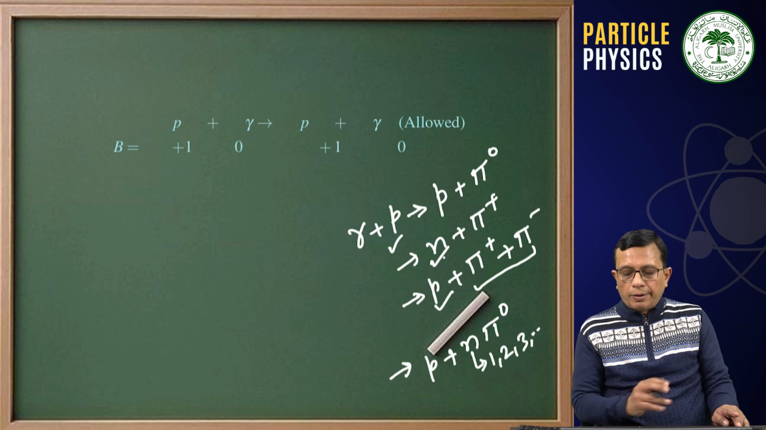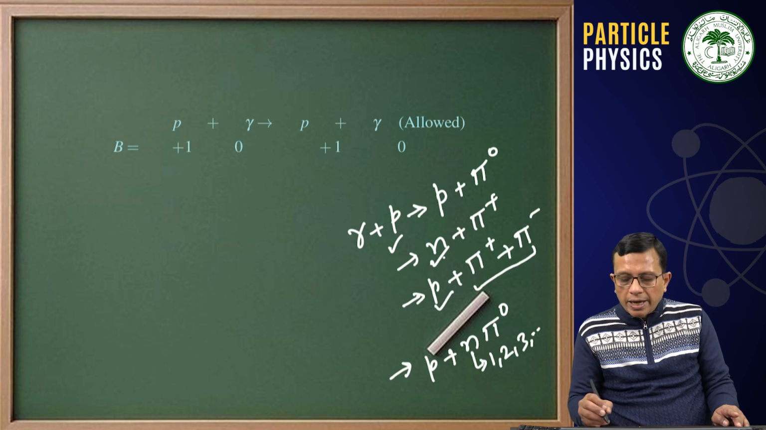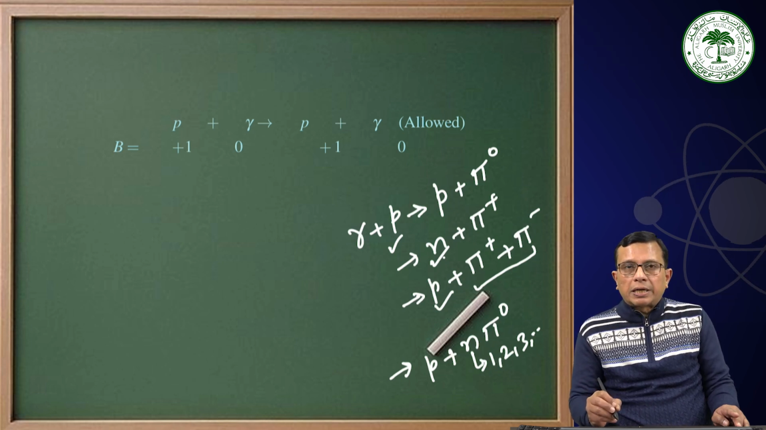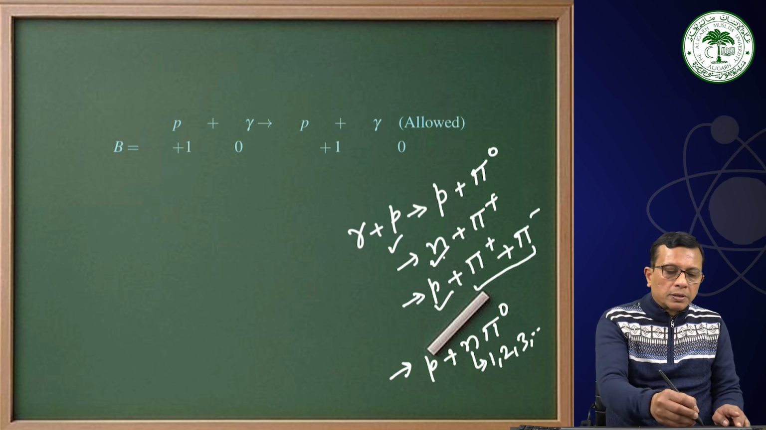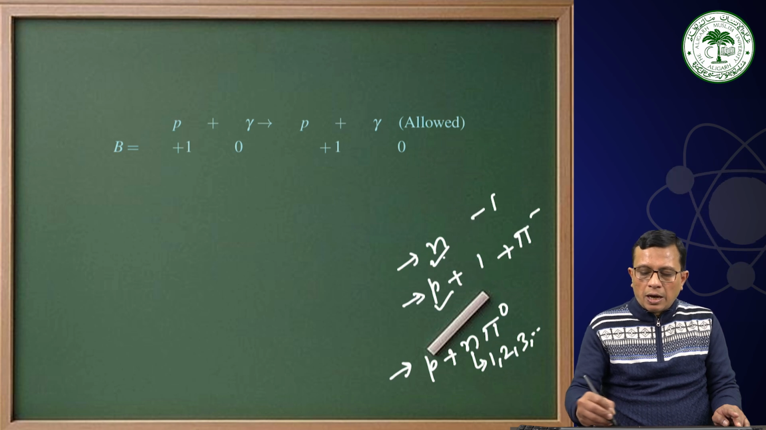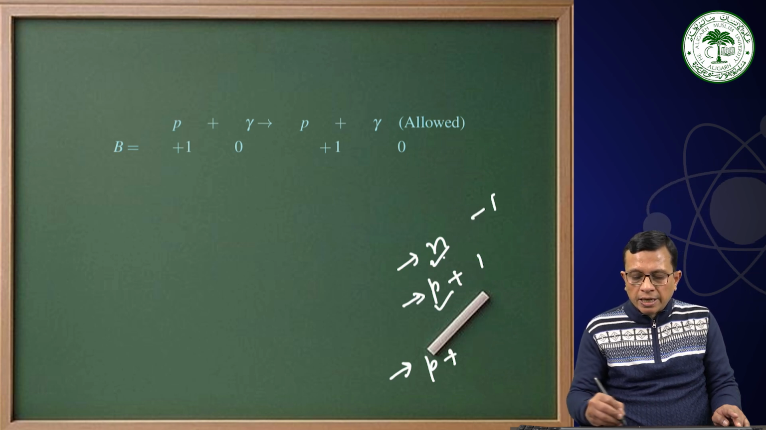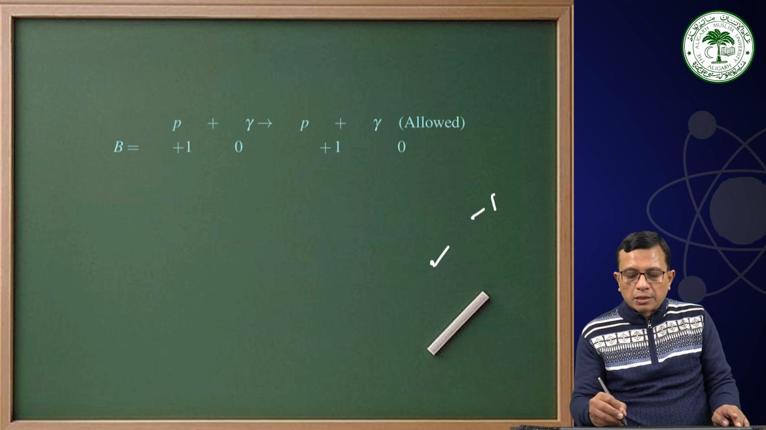Depending upon the energy available in the initial state, you can have n number of pi zeros in the final state. Therefore, the important fact is that in this reaction, baryon numbers are conserved, and you can have n number of pions in the final state, keeping in mind that charge has to be conserved in all these processes.